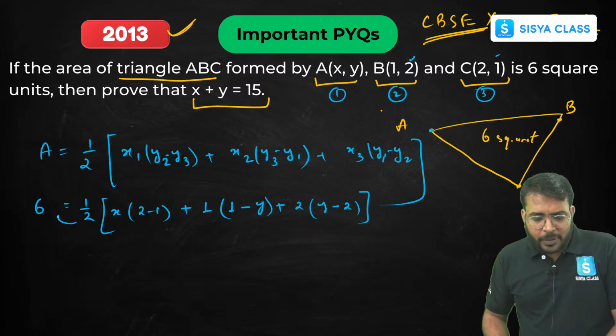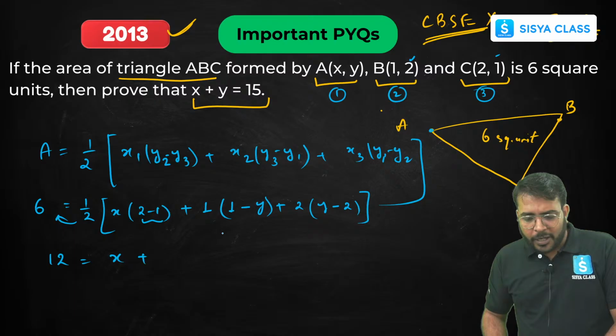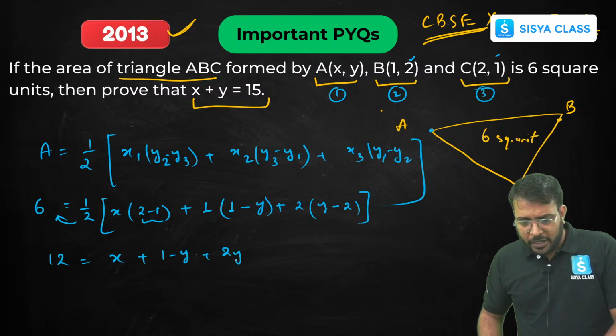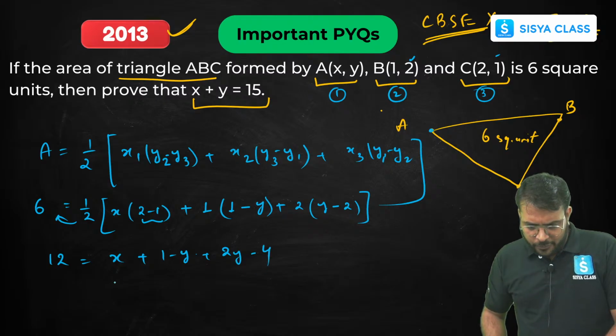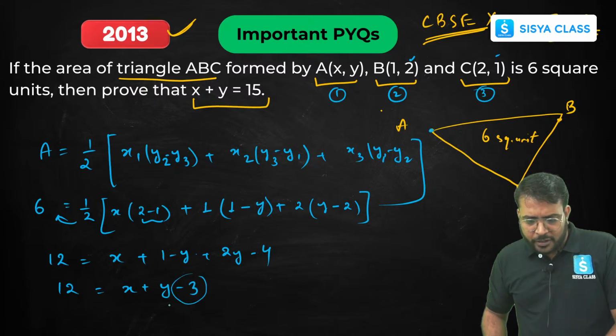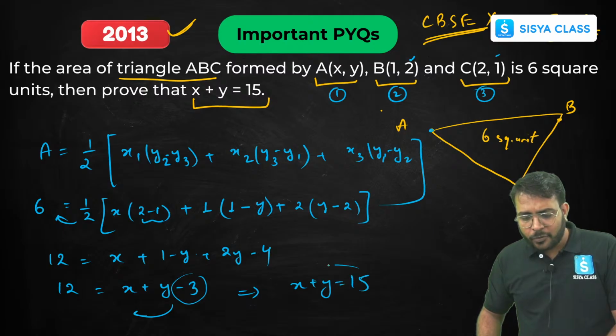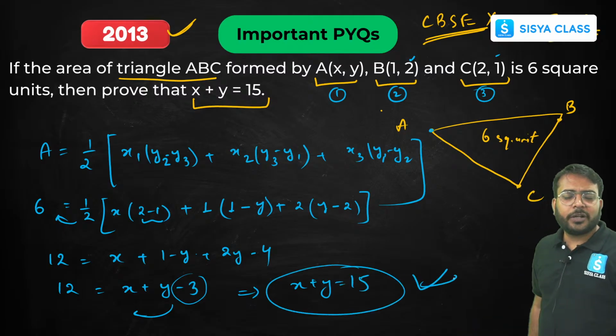Fine. So just multiply 2 into 6, it is going to be 12 is equal to x into 2 minus 1, which is 1, plus 1 minus y, and 2y minus 4. Can we solve this? Yes. 12 is equal to x minus y plus 2y, which is y, and 1 minus 4 is minus 3. When you transfer minus 3 to the other side, you have x plus y is equal to 15. Hence proved.